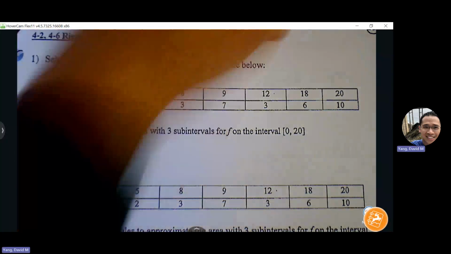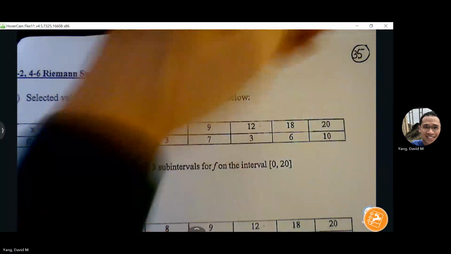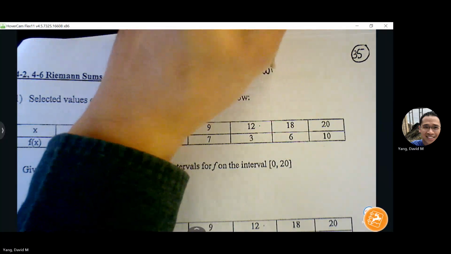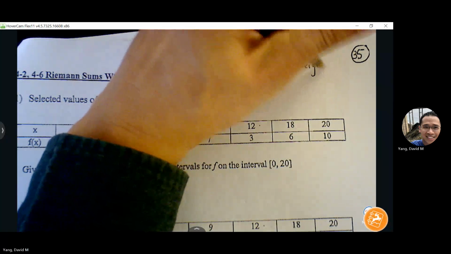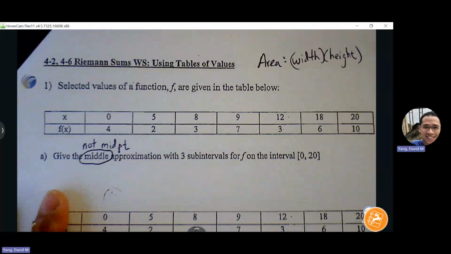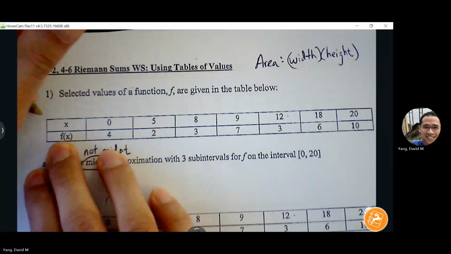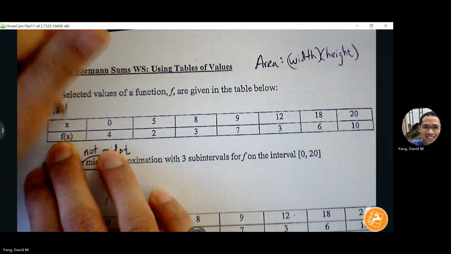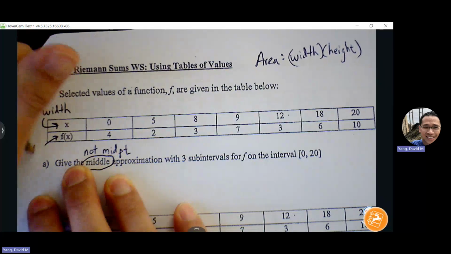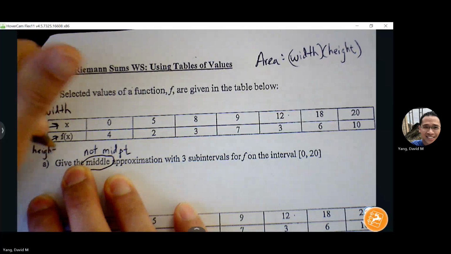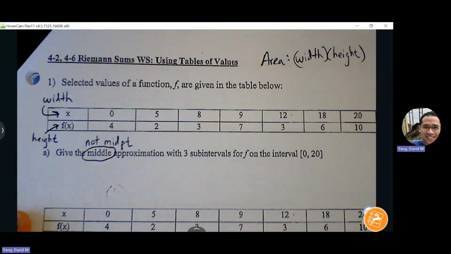Okay, so we're talking about rectangles here. What's the area formula for a rectangle again? Okay, I'm going to use width and height. Now, to get the width information, that's going to come from your first row. To get the height information, that's going to come from your f of x. But we're going to pull the width and height in different ways.